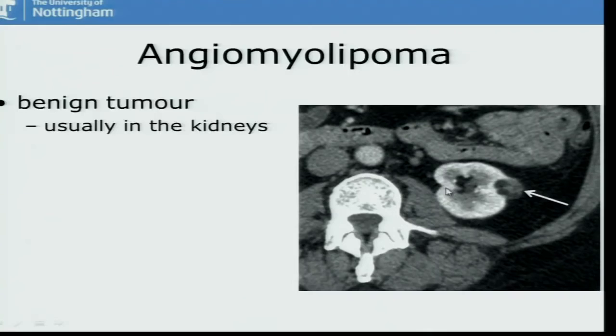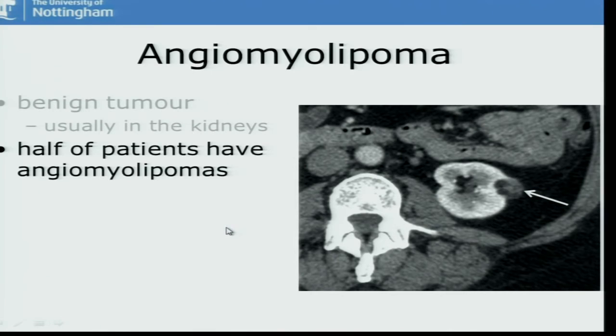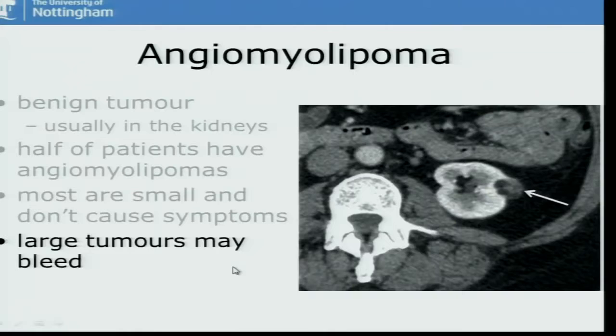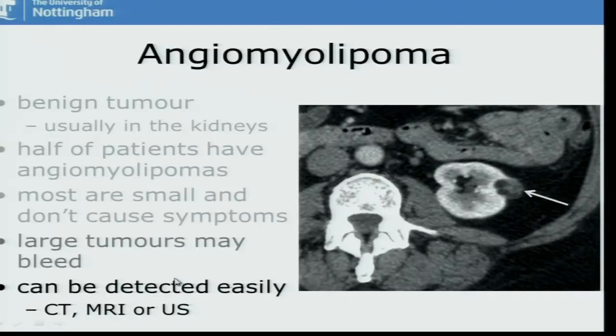And the majority of these tumours are small. They're present in about half of patients, and they don't really cause any symptoms whatsoever. The problem that we have is that occasionally they can get larger and bleed, and sometimes that's the first thing that alerts you to someone having LAM. They can be easily detected by a CT scan or an MRI scan or even an ultrasound. And so if you have LAM, you really should have your abdomen scanned to see if you've got one of these tumours. You might not need anything doing about it, but you should. They do need following.